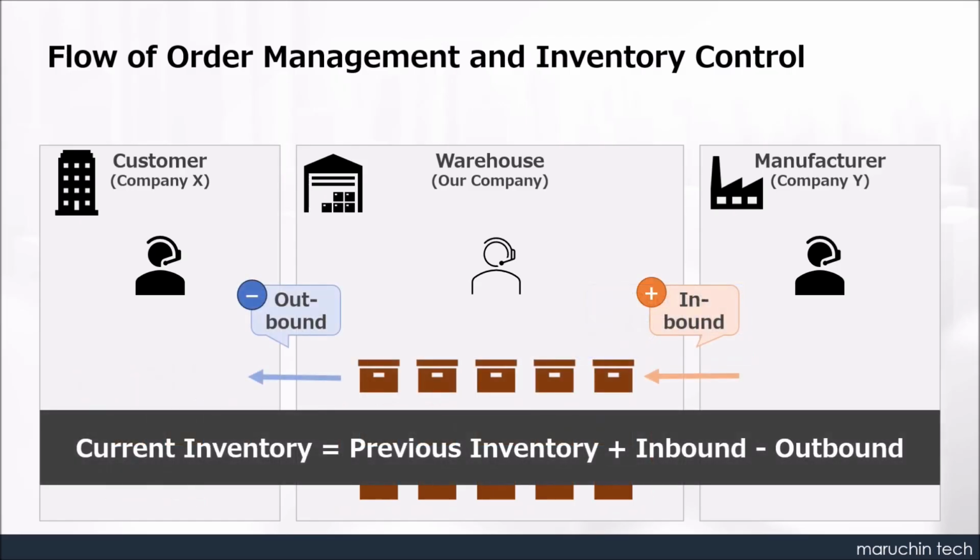The flow up to this point represents the basic logic of order and inventory management. Simply put, outbound decreases stock and inbound increases stock. Therefore, the formula current inventory equals previous inventory plus inbound minus outbound holds true. This is the most fundamental logic of inventory management.